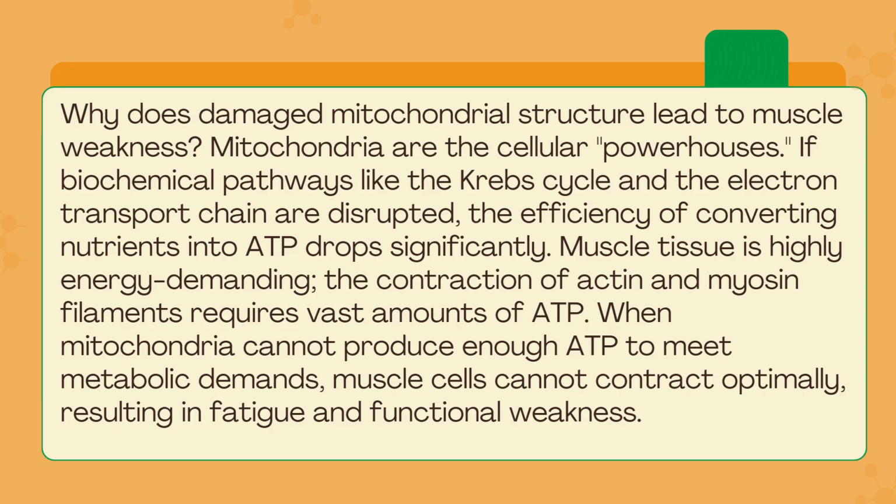Because mitochondria are the cellular powerhouse. If biochemical pathways like the Krebs cycle and the electron transport chain are disrupted, the efficiency of converting nutrients into ATP drops significantly. Muscle tissue is highly energy demanding. The contraction of actin and myosin filaments requires vast amounts of ATP. When mitochondria cannot produce enough ATP to meet metabolic demands, muscle cells cannot contract optimally, resulting in fatigue and functional weakness.